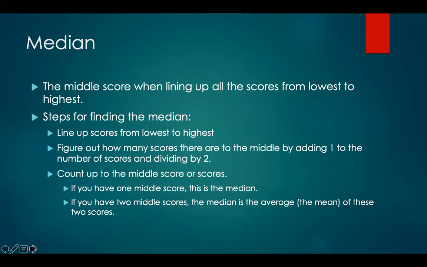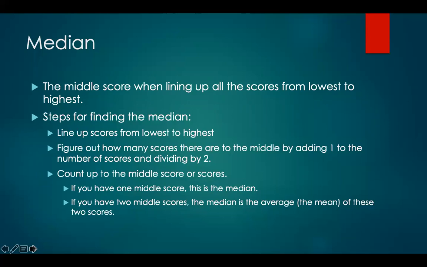Now, another measure of central tendency is the median, or the middle score when lining up all of the scores from lowest to highest. So steps for finding the median are as follows. So 1, line up the scores from lowest to highest. Figure out how many scores there are to the middle by adding 1 to the number of scores and dividing by 2. And then you simply count up to the middle score or scores.